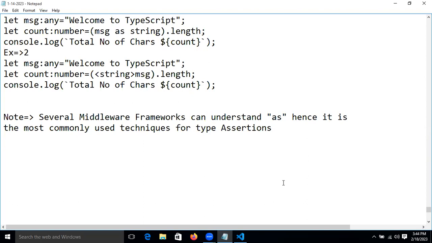Then we will understand enum, then generic types, and after completing these things, we will start Angular. Most probably we will start this weekend and the next weekend. Next weekend, I think we will complete our TypeScript, then we will start Angular.